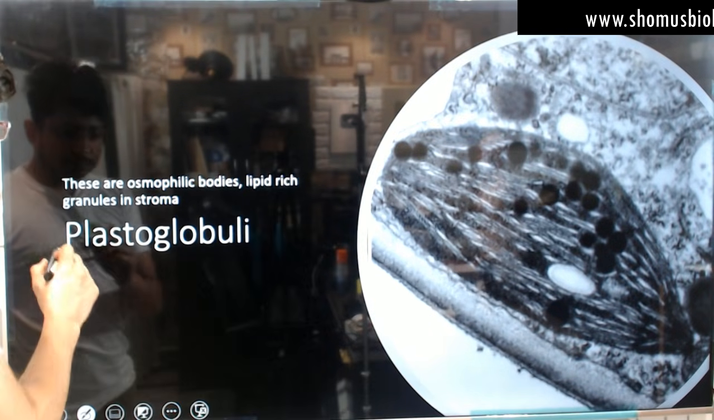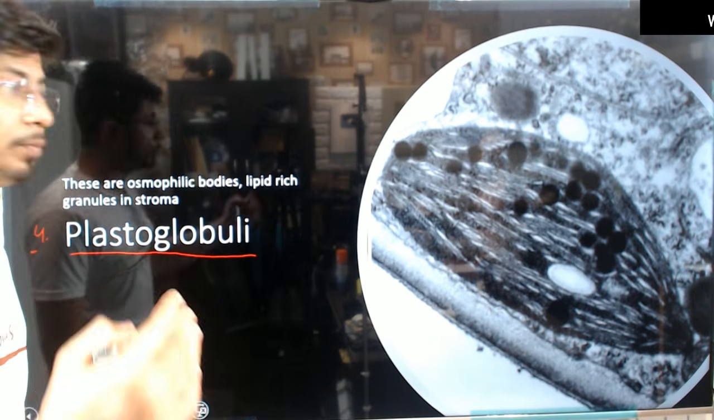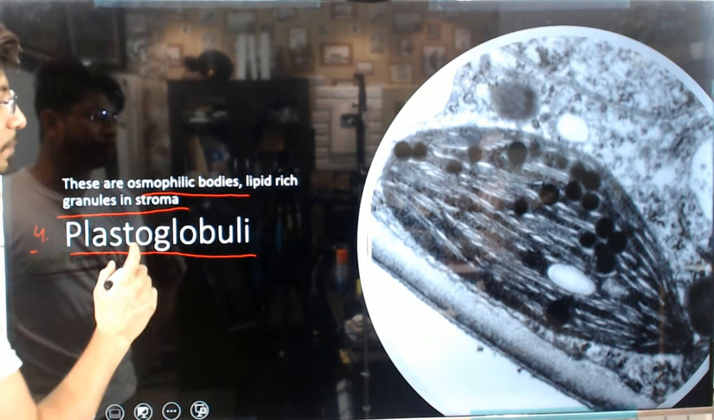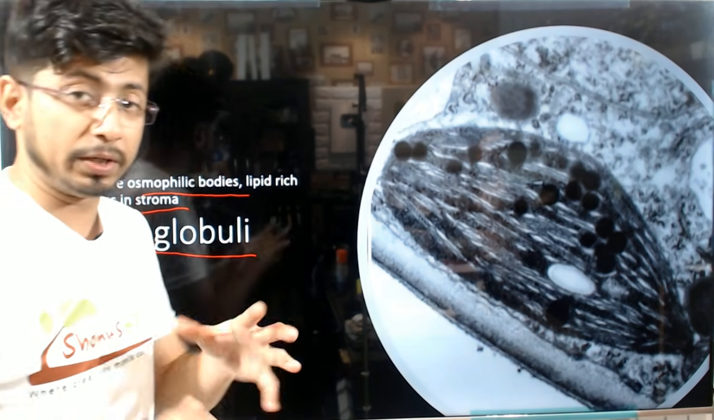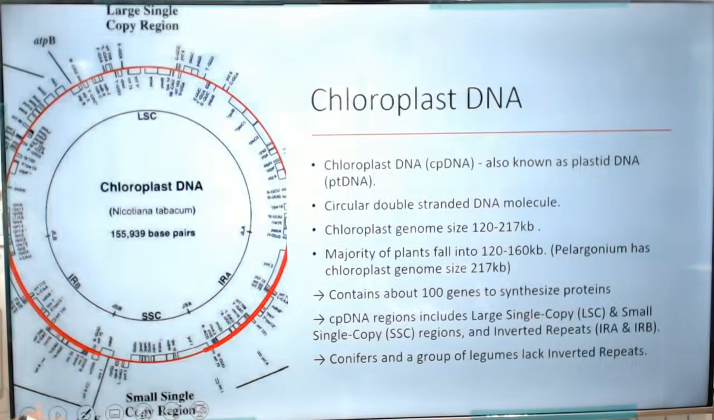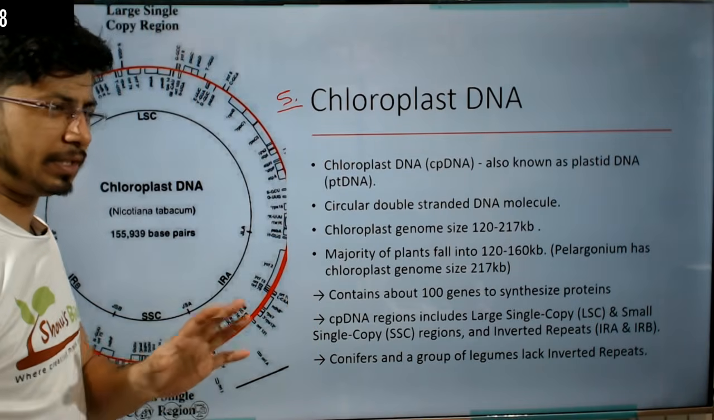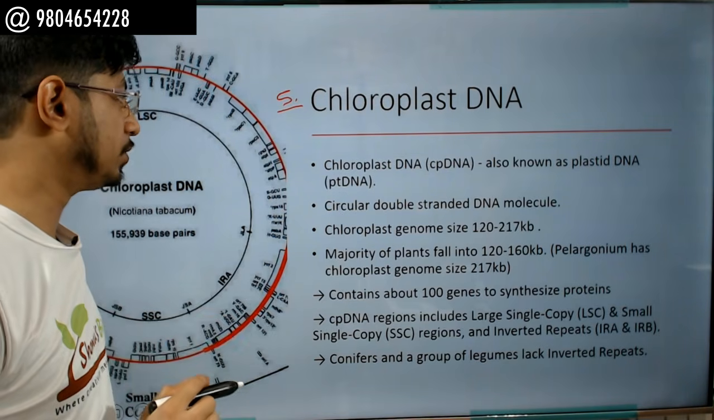Now the fourth thing is plastoglobuli. Remember plastoglobuli or plastoglobulus? These are osmophilic bodies, lipid rich granules present in stroma. So basically what we know about this is that they are lipid rich components which are present in the stroma. That is something new. And the fifth component here, starch granules, are present, which I am not going to talk about, but chloroplast DNA is something that we need to talk about.